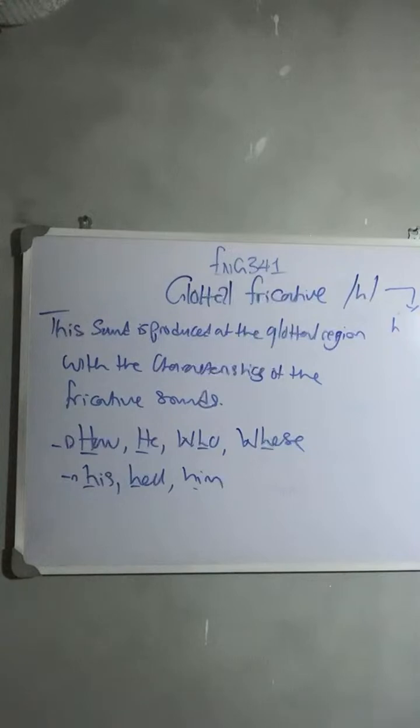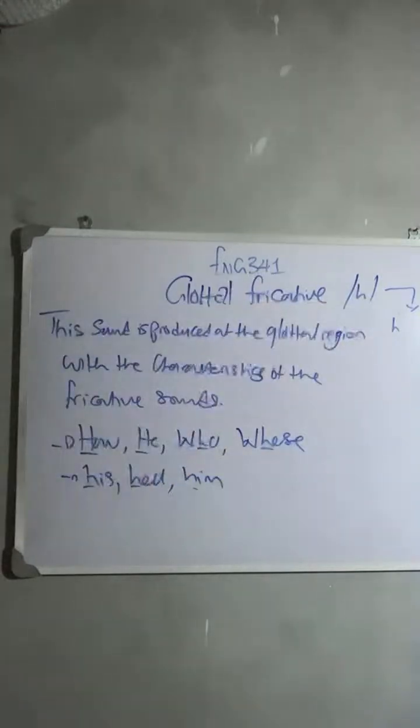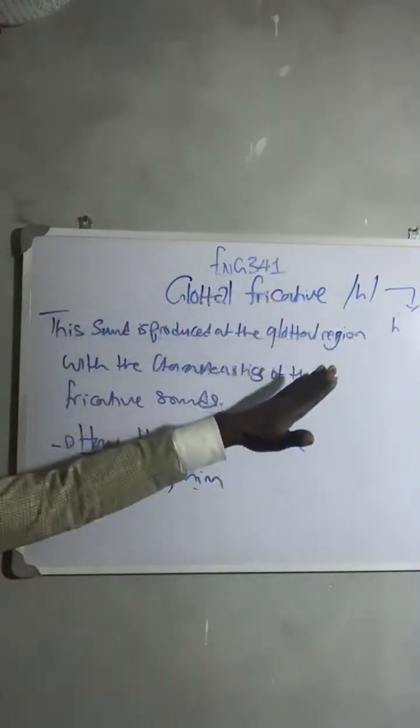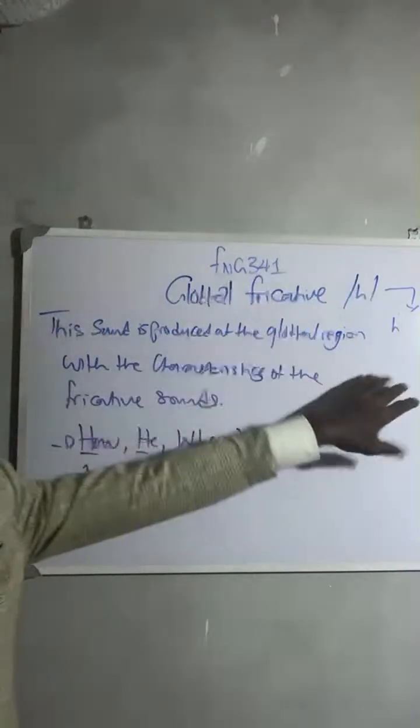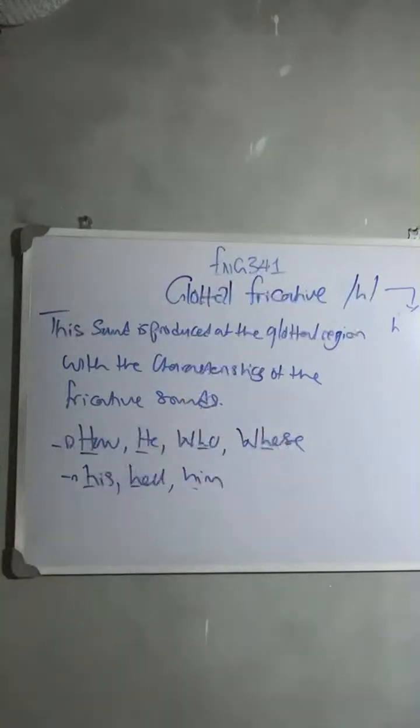So this is all we're going to be talking about on fricative sounds. We've spoken about glottal fricative sounds, which we denote with the H, and this sound is produced at the glottal region, with the characteristics of the fricative sound.